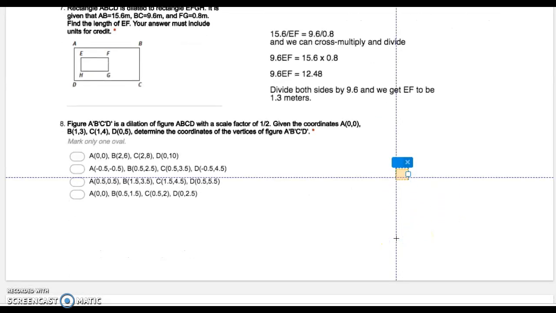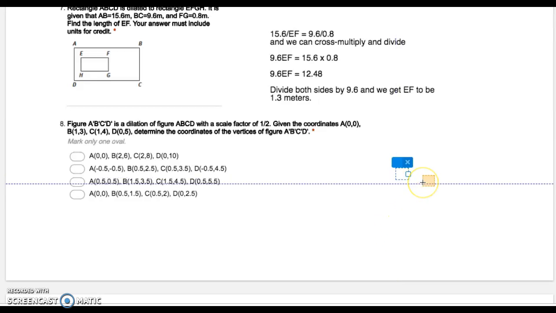All right, number 8 wasn't too bad. So figure ABCD, which is the image, is a dilation of figure ABCD, which is the pre-image, with a scale factor of 1/2. So 1/2 is less than 1, so we know this is going to be a reduction. So those are the coordinates and we're going to determine the coordinates of vertices of figure ABCD, the image. So you take each coordinate and multiply them by 1/2.